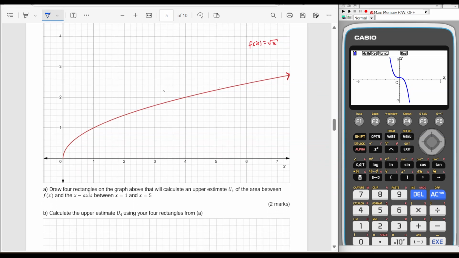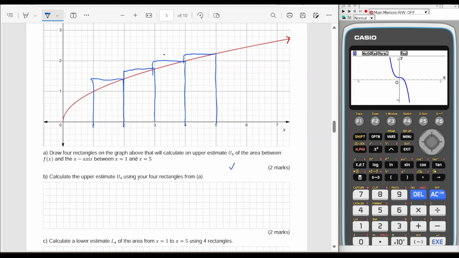All right, we got this. F of x equals root x. Draw 4 rectangles between x equals 1 and x equals 5 for an upper estimate. So you will use a rule for this. But basically, go. 2 marks, done.